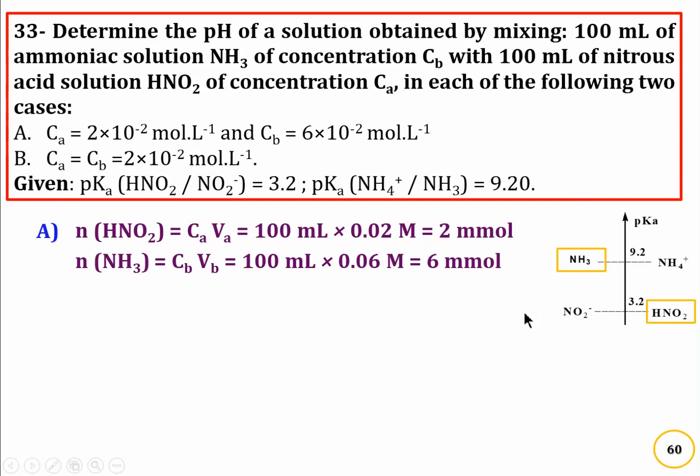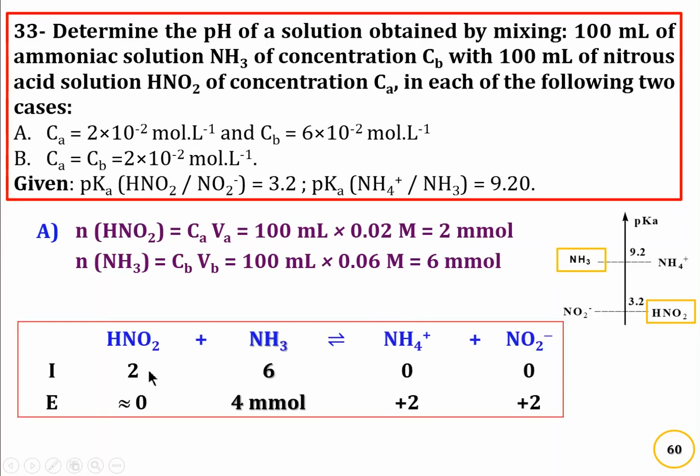So we have a reaction according to the gamma rule. The initial number of moles of HNO2 is C times V, since V is in milliliters, so the answer is in millimoles. We have 2 millimoles HNO2 and 6 millimoles NH3. We write the reaction: HNO2 plus NH3 gives NH4 plus and NO2 minus. At T equals 0, initially, 2 millimoles, 6 millimoles, 0, 0. HNO2 is limiting, so it will disappear completely.